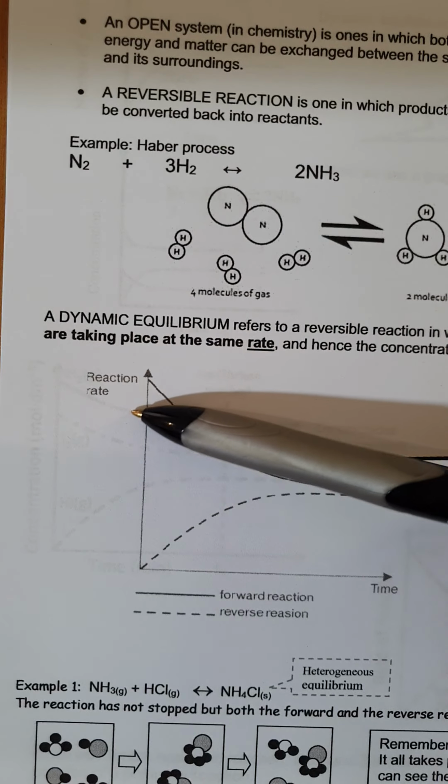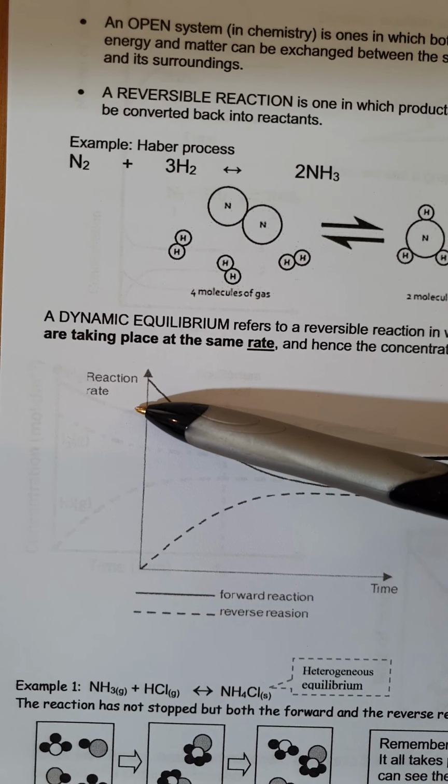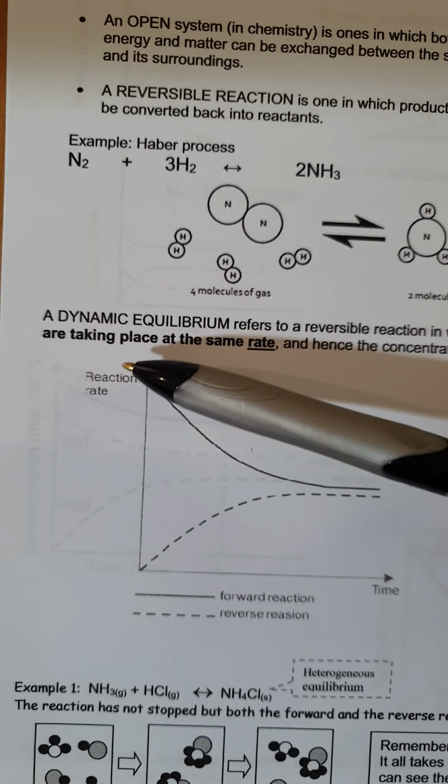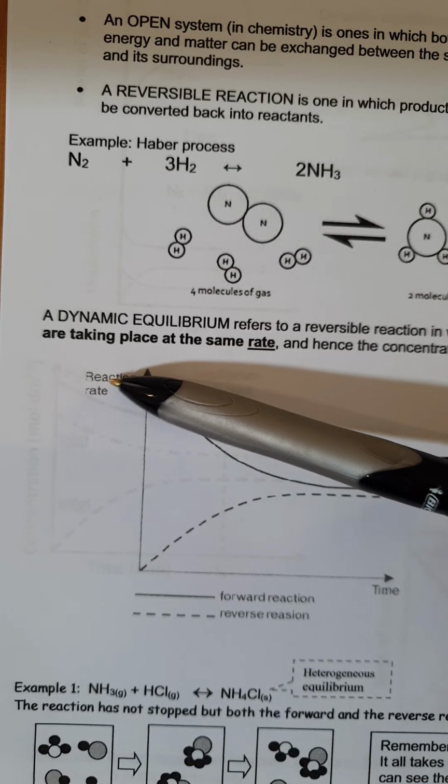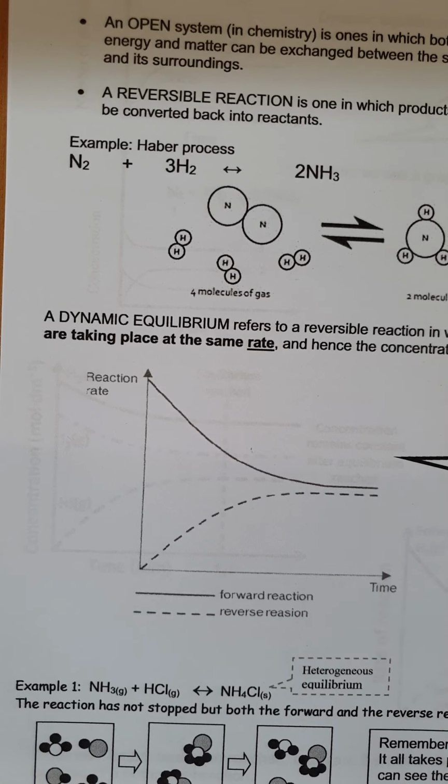The first one we're going to look at is a reaction rate. Please always take a look at what is on your y-axis when you're going to analyze graphs. The rate of the reaction versus time. Okay, so these are like your normal reaction rate graphs that we did in reaction rates in grade 11.